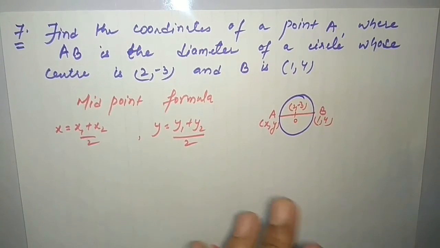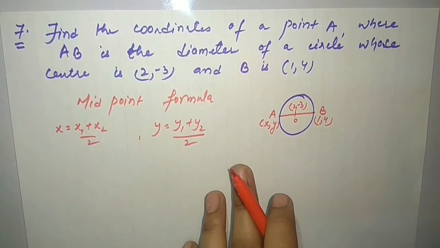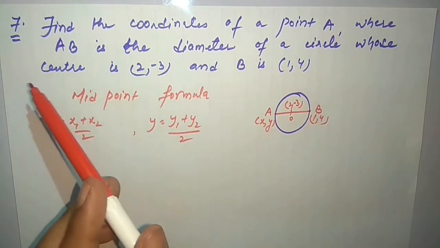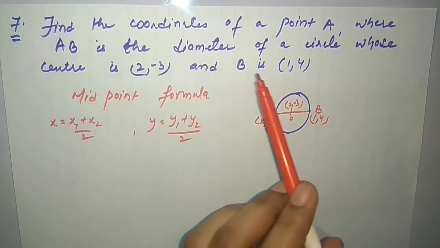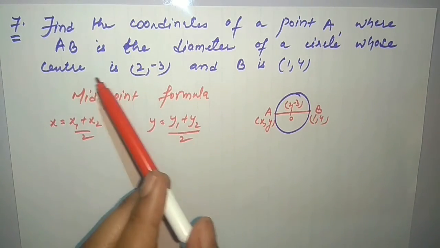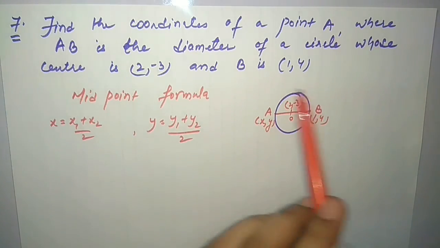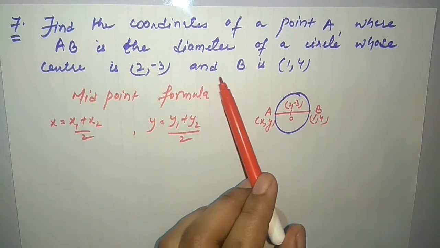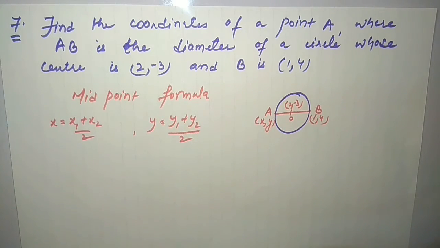Now here is the next question. Find the coordinates. This is question number 7. Find the coordinates of a point A where AB is the diameter of a circle whose center is (2, -3) and B is (1, 4). Now here, this is the question where the midpoint formula is used.